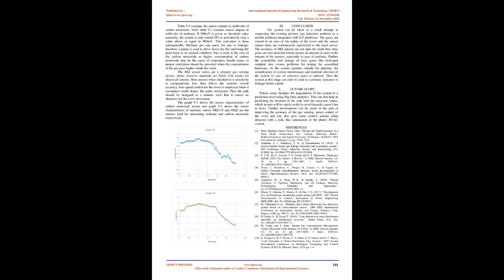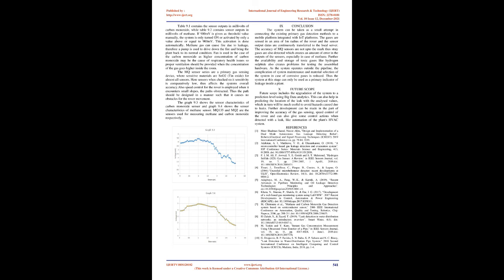all sensors. Here the sensors, when checked on their sensitivity, are comparatively low, thus affecting the system's overall accuracy. Also, speed control for the rover is employed when it encounters small slopes or the path is obstructed. Thus the path should be designed in a manner such that it causes no obstacles for the rover movement. Graph 9.3 shows the sensor characteristics of the carbon monoxide sensor, and graph 9.4 shows the sensor characteristics of the methane sensor. MQ135 and MQ2 are the sensors used for measuring methane and carbon monoxide respectively.